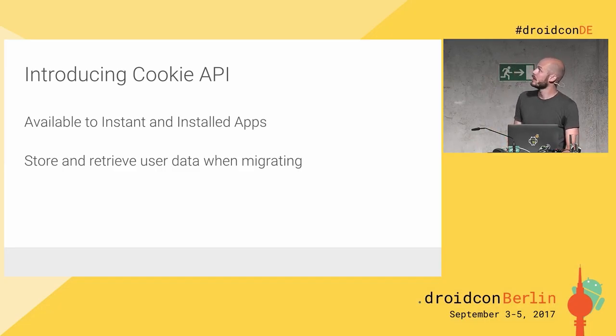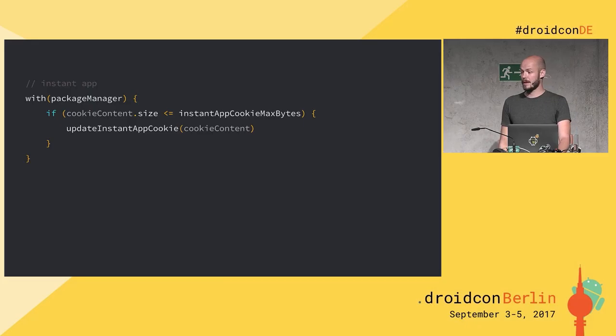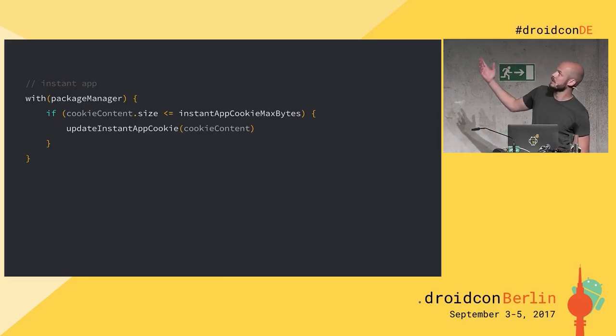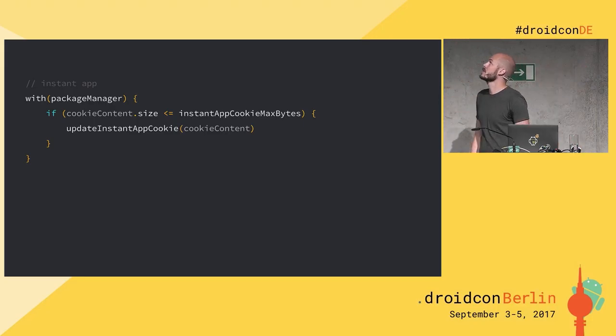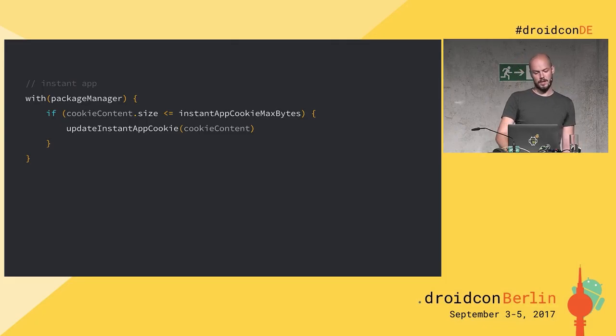And it's also available through the package manager or the support package manager, which you can just use like this. So you get the package manager, and you just check whether your cookie would fit into the cookie storage, and then you update your instant app cookie. Nice, straightforward, and it is a byte array giving you a high amount of flexibility. So there is some parsing from this end and that end involved, but you can just store everything as long as it fits the cookie jar.